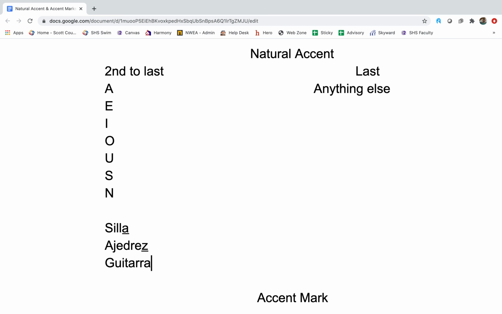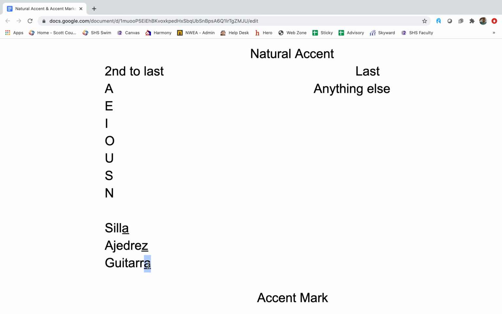Alright, so we have this new word here, and we're trying to determine where the natural accent is. So what's the first thing we need to do? It's going to be kind of like Dora the Explorer. I'm going to ask you a question and then pause and let you figure it out on your own. What's the first thing we look at to determine natural accent? That's right. We need to look at the last letter. So, what question do we ask ourselves about the last letter? Correct. Is it a vowel, S, or N? Is this one a vowel, S, or N?